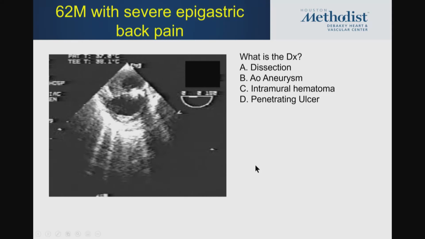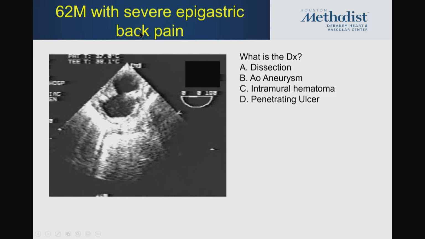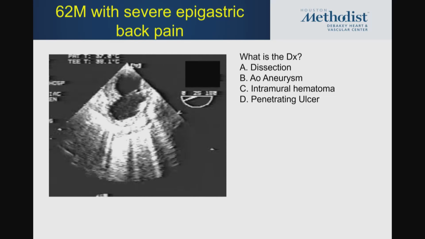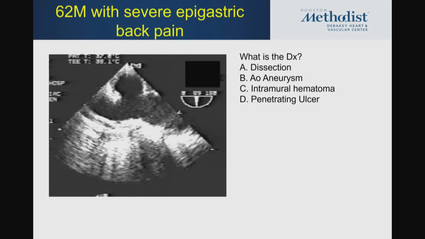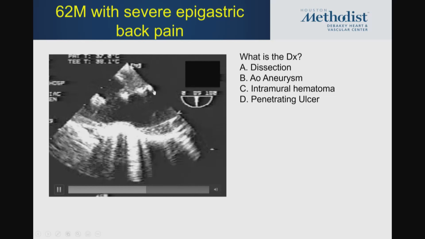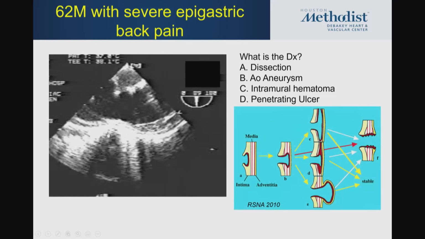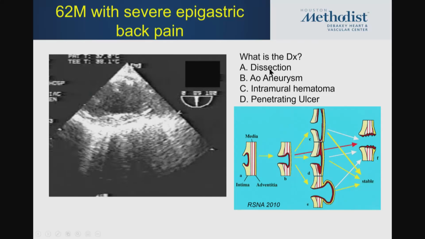This is an interesting patient also that we had coming with severe back pain. Initially, they thought it was a penetrating ulcer. When that was quickly excluded, they were concerned with dissection. They did an aorta, and look at how much calcium there is. And this is exactly what Faisal showed you, a penetrating ulcer.